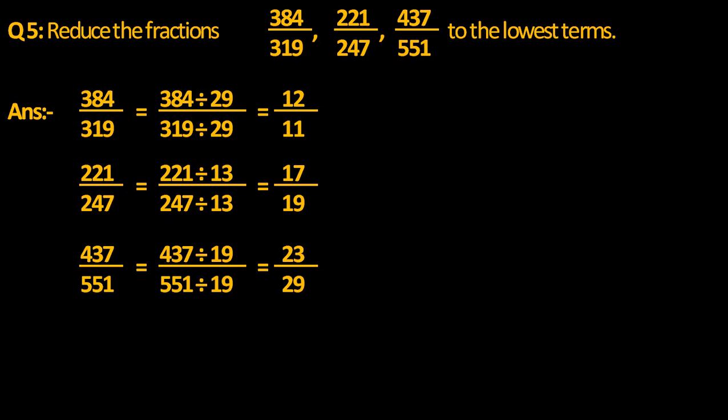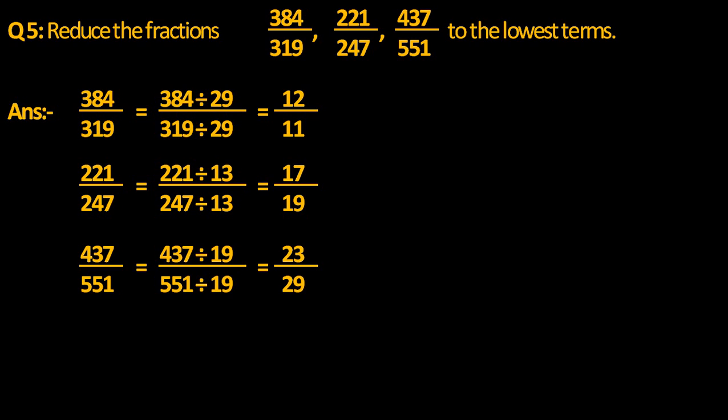Second fraction, 221 upon 247. You will factorize it. When you factorize, you will get the common factor. So 221 divided by 13. Since we are dividing the numerator, the same will be divided in the denominator, and the reduced fraction is 17 upon 19. 437 upon 551.